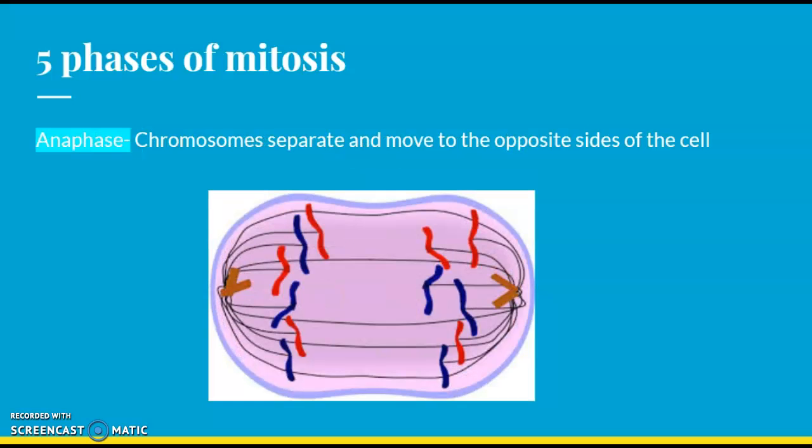The next phase is called anaphase, and that's where the chromosomes separate and move to the opposite sides of the cell. And so we can see here our chromosomes are no longer chromatids, now they're chromosomes again, and they're going to move toward the centrioles.